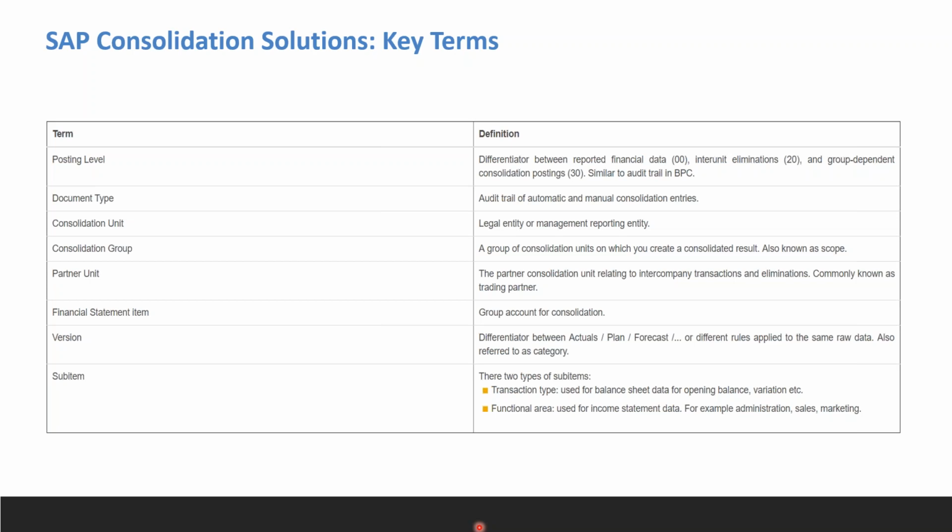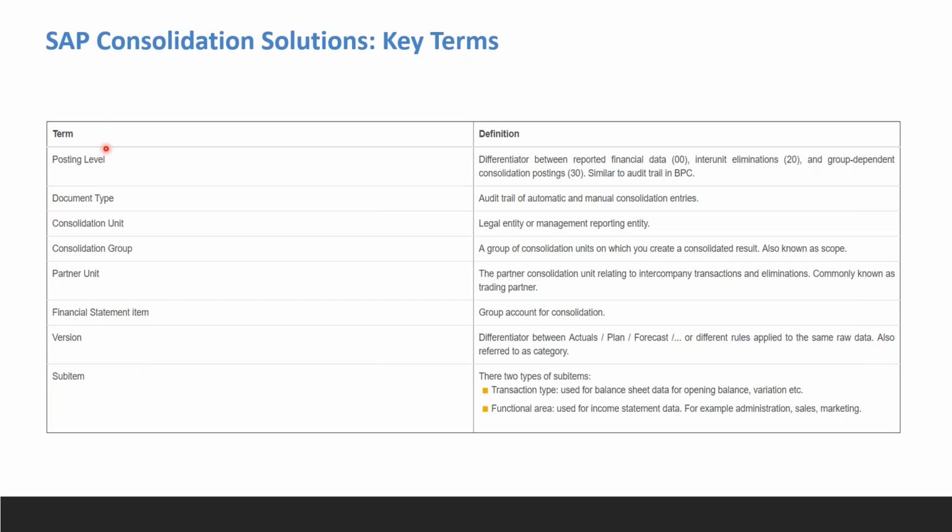So these are the main key terms. We have the posting level, document type, consolidation unit, consolidation group, partner unit, financial statement item, version, and sub item. These are the main key terms in group reporting.